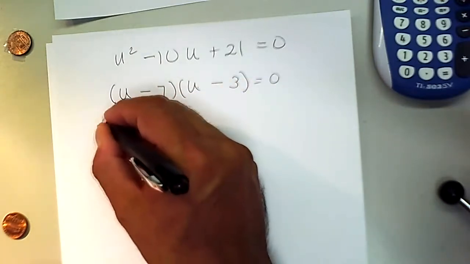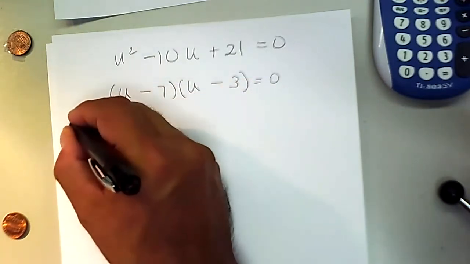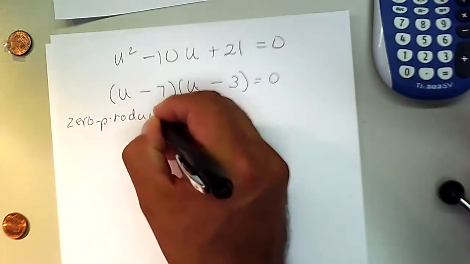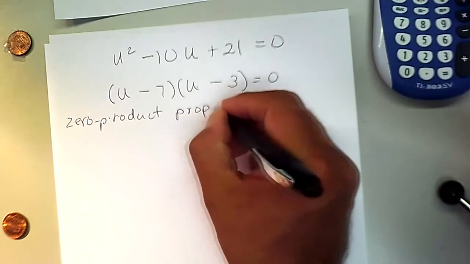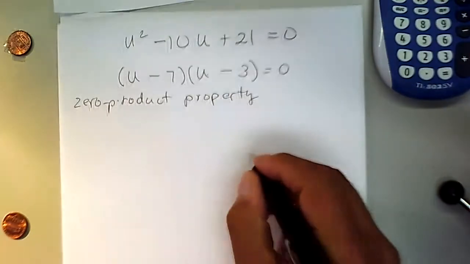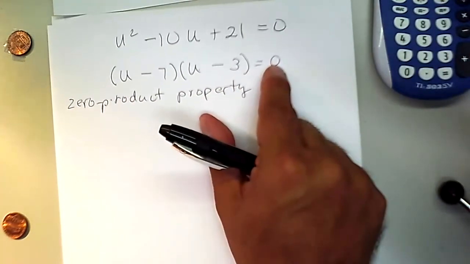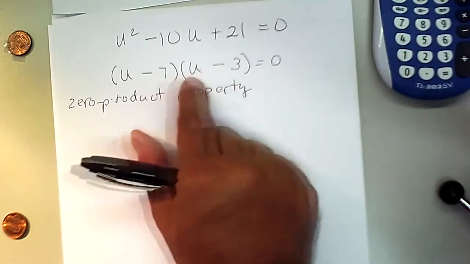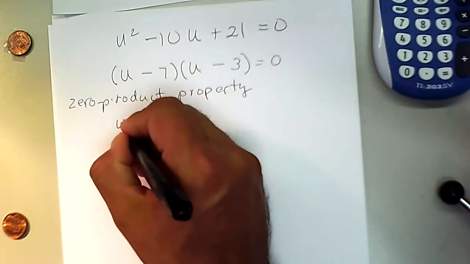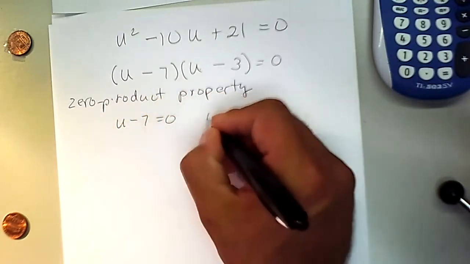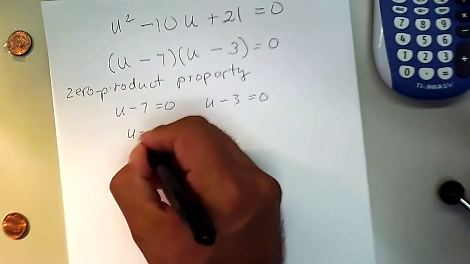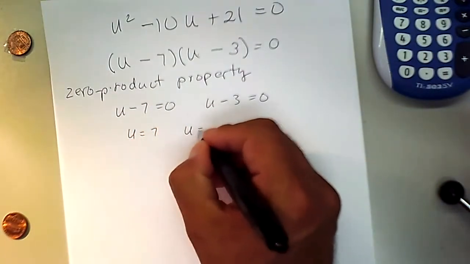So again, we're using the zero product property, whoops, I missed the 0 part, which states that the only way we can multiply to 0 is if at least one of the factors is equal to 0. So we have u minus 7 equaling 0, u minus 3 equaling 0, and so u equals 7, u equals 3.